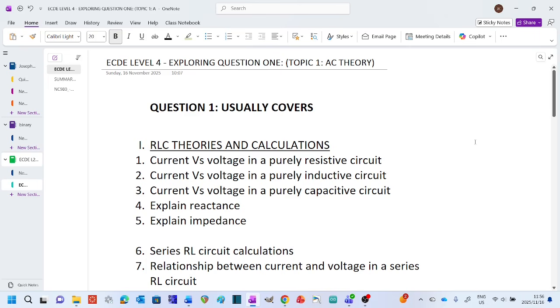All right. ECDE level 4. We're going to be exploring question 1. If you've been working with past papers, you will notice that question 1 is going to cover topic 1. Question 2 is going to cover topic 2. Question 3 is going to cover topic 3, and question 4 is going to cover topic 4, and question 5 is going to cover topic 5.